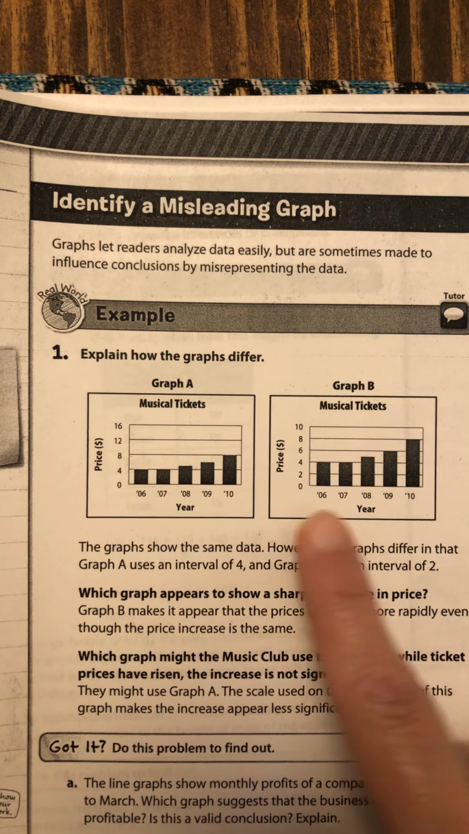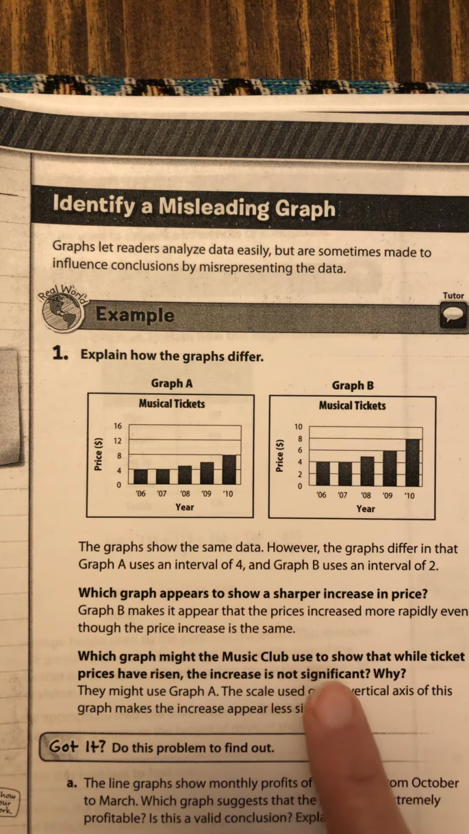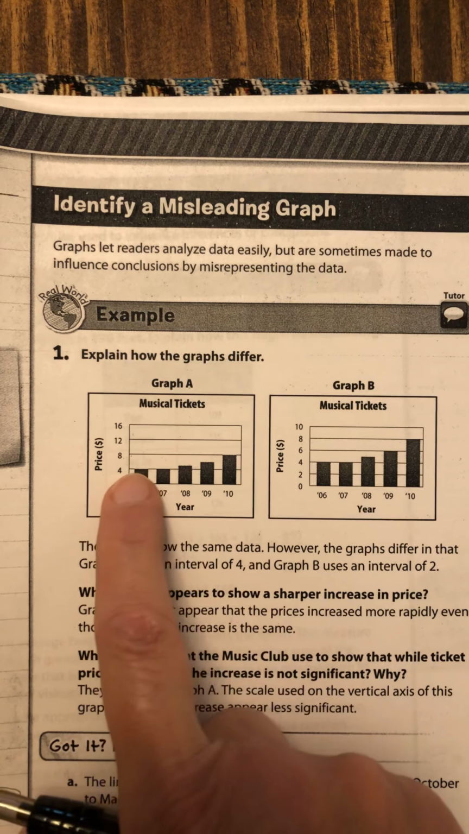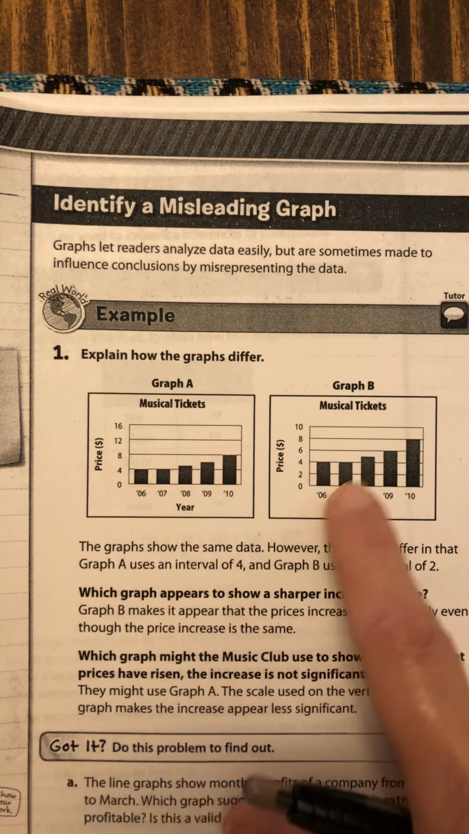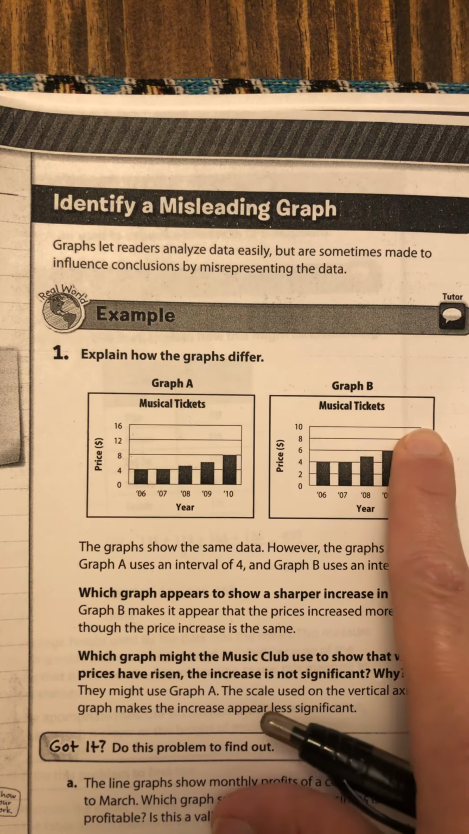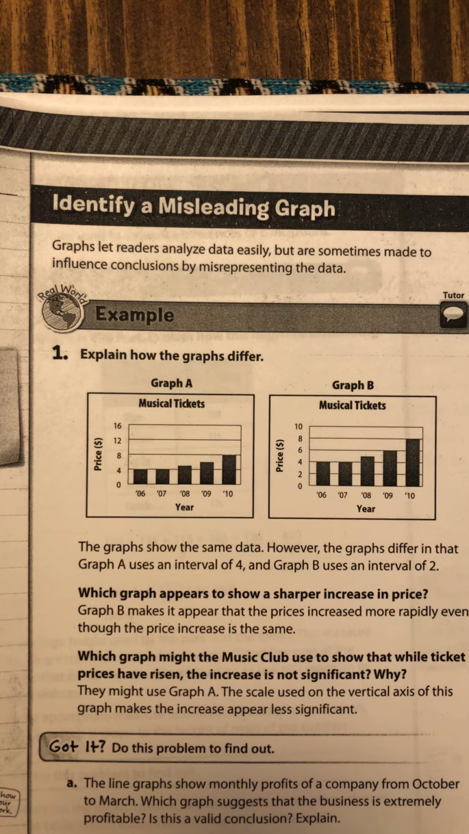So the price is our interval that we're looking at. And it says which graph appears to show a sharper increase. So when I look here, it doesn't go up as much. But when I look here, it goes up a lot more. So graph B makes it appear that the price is increased more rapidly, even though it's the exact same.